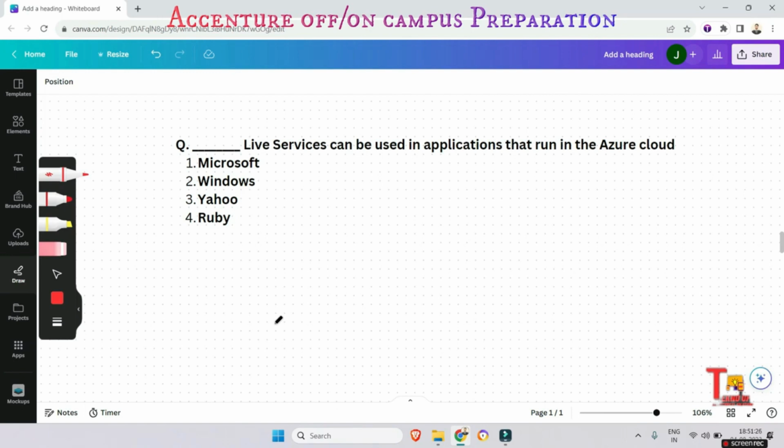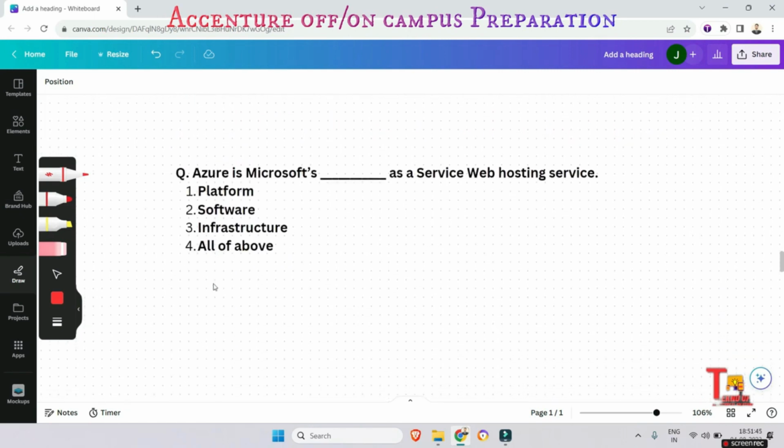Dash live services can be used in applications that run in the Azure cloud: Microsoft, Windows, Yahoo, or Ruby. The answer is Windows. Actually, this is a very easy question. That's why I answered. So the answer will be Windows, right? Okay, let's go to the next question.